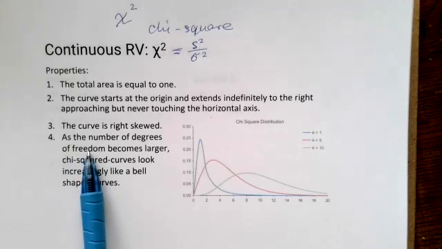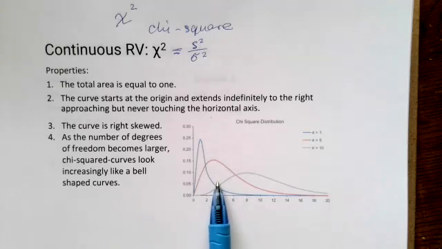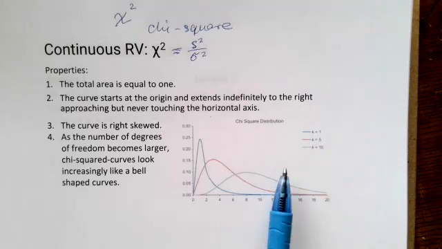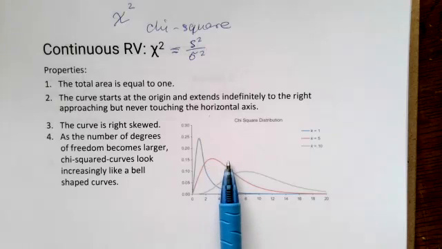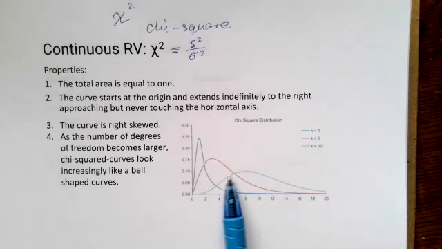As the number of degrees of freedom becomes larger, chi-square curves look increasingly like a bell-shaped curve. You can see that the blue line right here is with k equals 1, and the red one is for k equals 5. The peak already moved a little bit to the right, and for k equals 10, the peak moved even more to the right. It's looking more and more like a normal distribution.